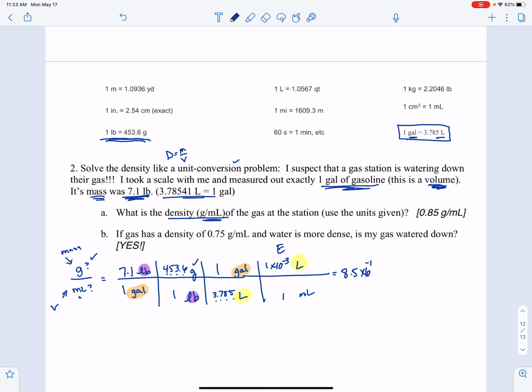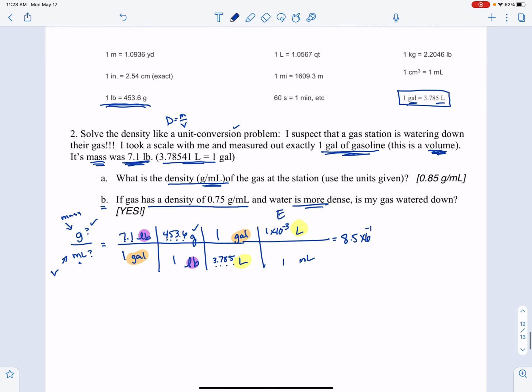As a little note on this question, it has 2 parts. So if gas has a density of this value and water is more dense, is my gas watered down? So I'm going to put this part A into a format that compares it better. 0.85 grams per milliliter, because my pounds canceled, my gallons canceled, and my liters canceled.